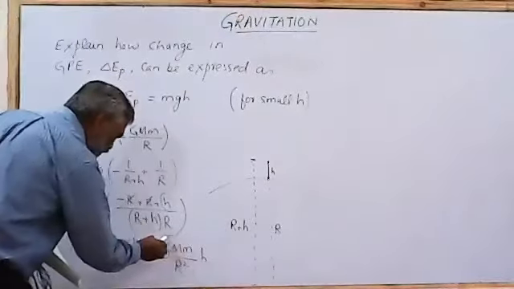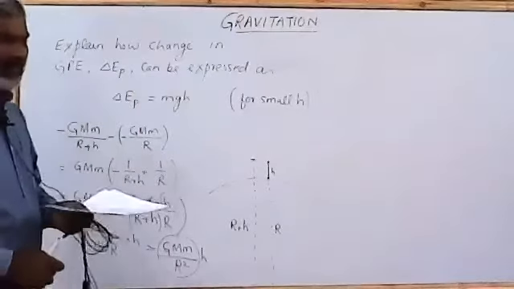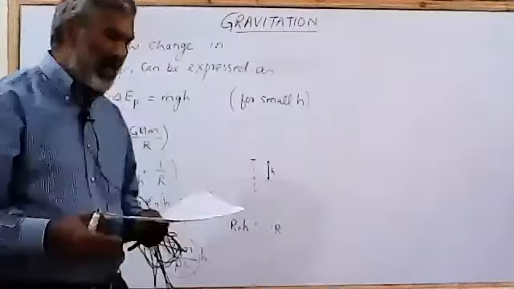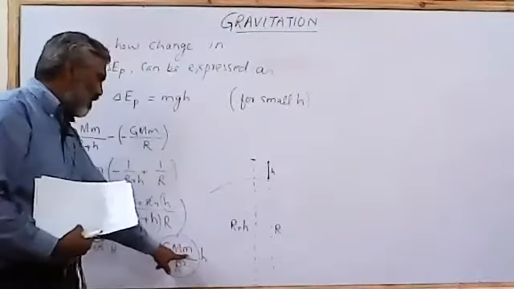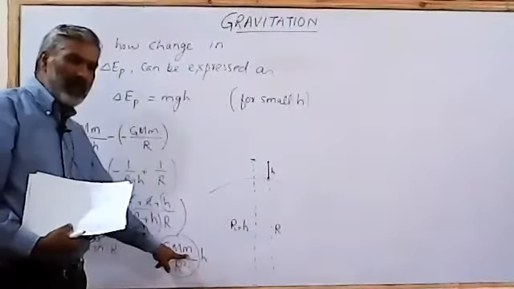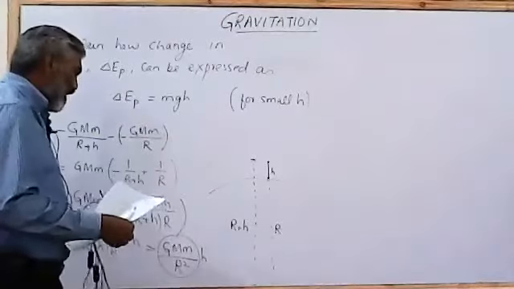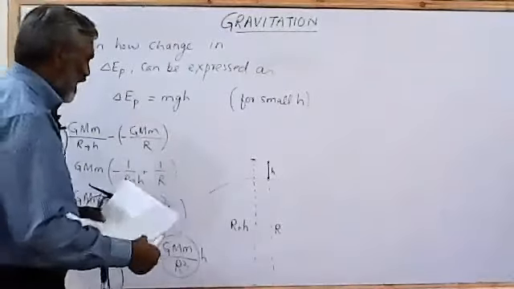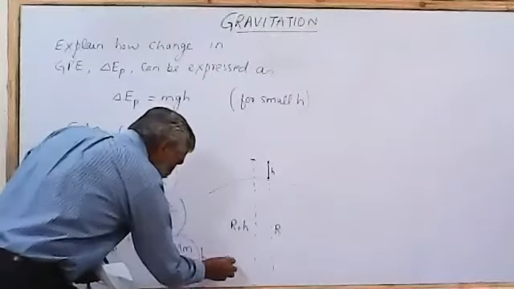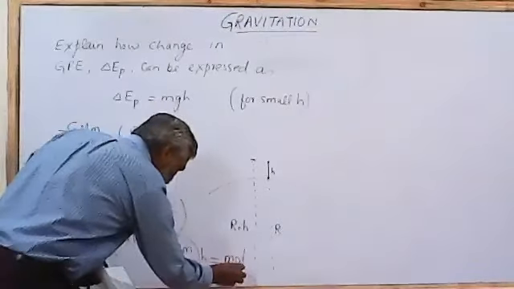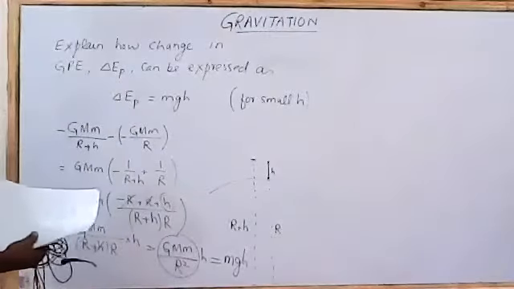If you recall, this GMm over R square is the gravitational force between the mass and the earth when mass is very, very close to the surface of the earth, almost on the surface. So GMm over R square is nothing but mg. So this all reduces to mgh, and this is what we wanted to prove.